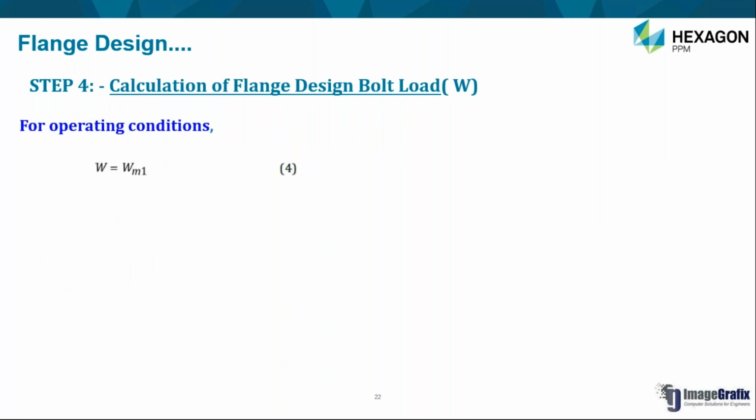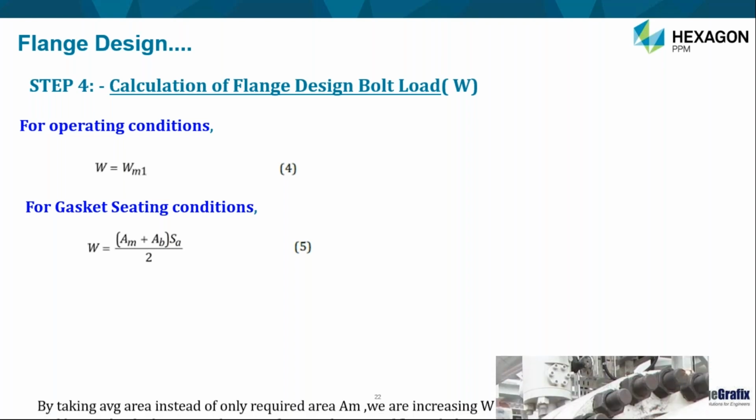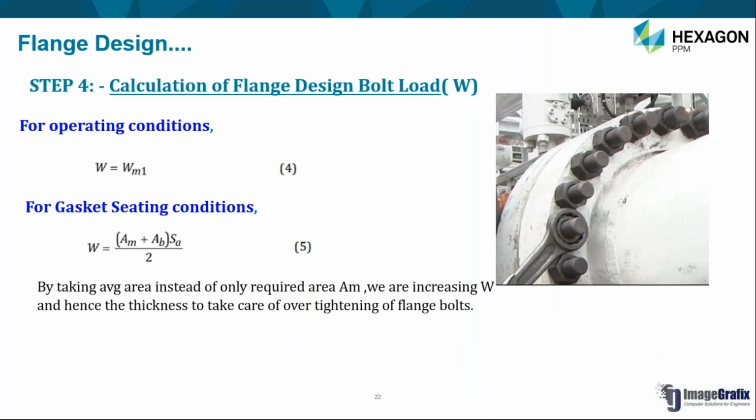Now the final bolt load. The final bolt load for the operating condition, W, is equal to WM1. But in the case of the gasket seating condition, the required bolt area was only AM, but we have selected more bolts, so the actual available bolt area AB is more than the required bolt area. To take care of that, for the actual gasket seating condition, W is equal to (AM plus AB) by 2 multiplied by the allowable stress of the bolt at the ambient condition, SA. So by these two formulas, we get the final bolt load for both conditions.